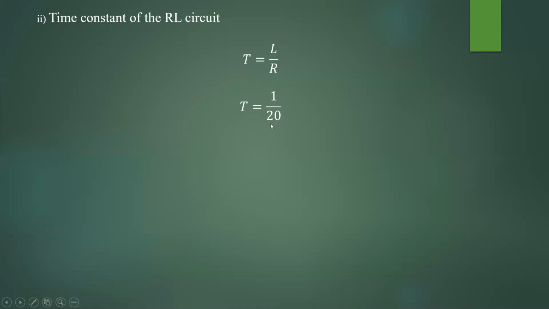So what is the time constant of the circuit then? It is 1 by 20. What is the value? 0.05 seconds. Yes, right. Good. So the time constant of the series RL circuit is observed to be 0.05 seconds. So two questions we have solved.